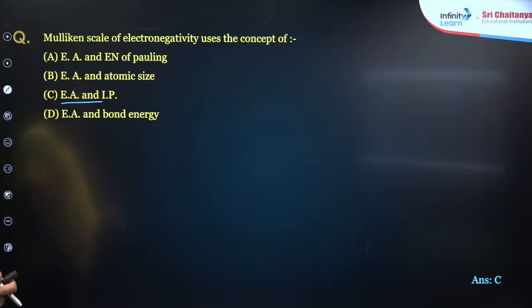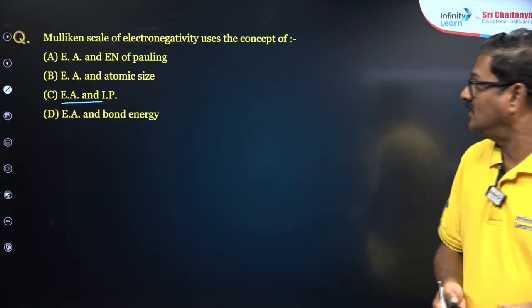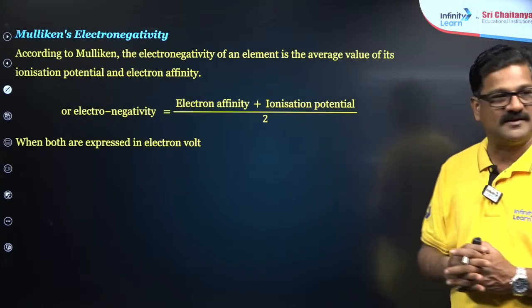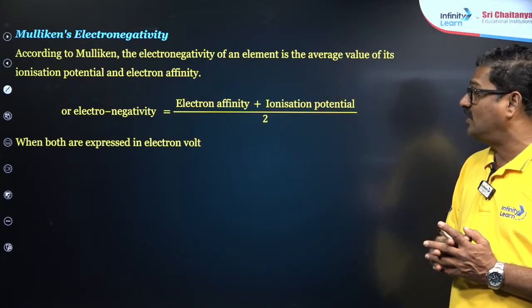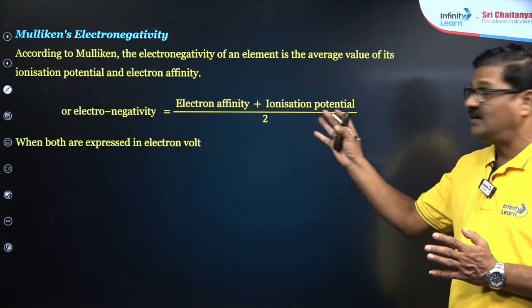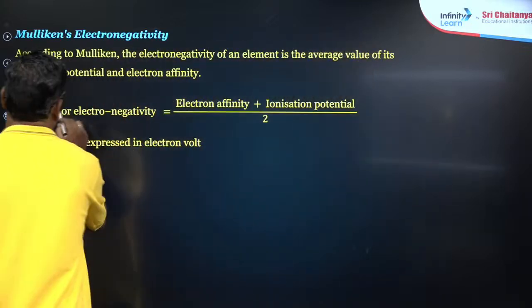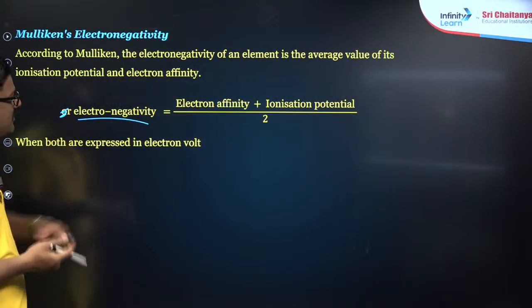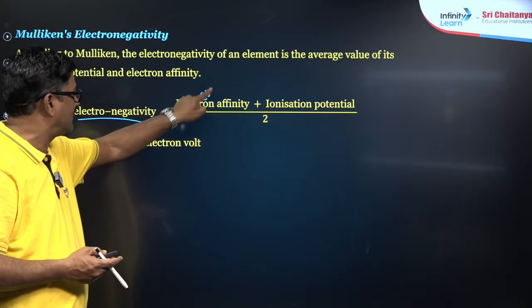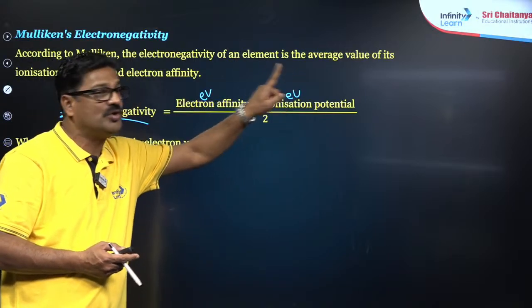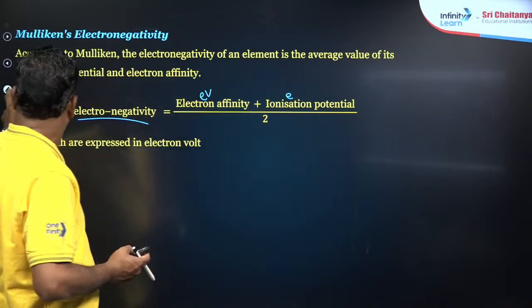Okay. So I just want to close this by discussing the electronegativity. Here I just want to discuss the Mulliken electronegativity scale. According to Mulliken, the electronegativity of an element is the average value of the ionization potential and the electron affinity. So that electronegativity is going to be (electron affinity + ionization potential) by 2, whenever you take these values in the electron volt unit. Okay, that's very important.